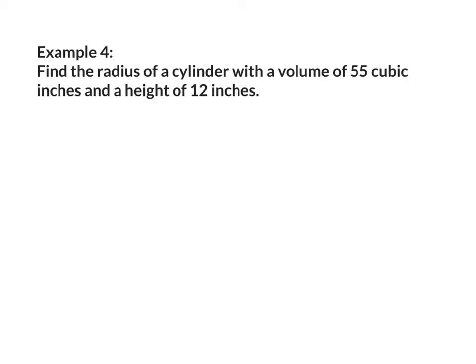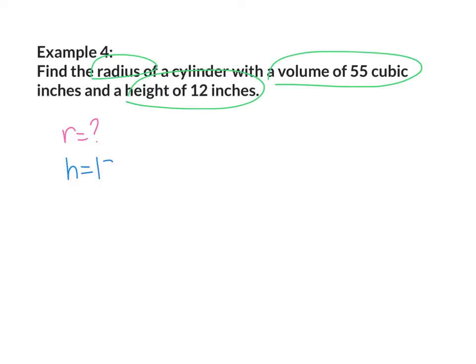Example number 4. Find the radius of a cylinder with the volume of 55 cubic inches and a height of 12 inches. Now this time we're looking for the radius. I know that the volume is 55 cubic inches and the height is 12 inches. So since I don't know what the radius is, I'm just going to write a question mark. I know that my height is 12 inches, and I know that my volume is 55 inches cubed.